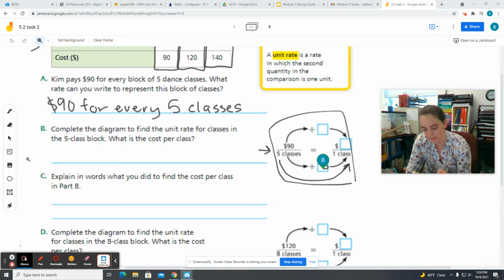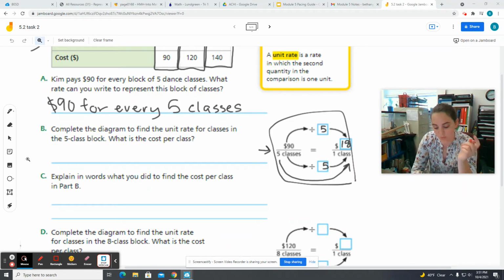It's a little wonky, but that's okay. And then because we divided 5 from the bottom, we have to divide 5 from the top, like in the previous task. You have to divide the bottom and the top by the same number to get an equivalent ratio. So we have to divide the top by 5. And we know that 90 divided by 5 is 18. So we're going to put 18 right here.